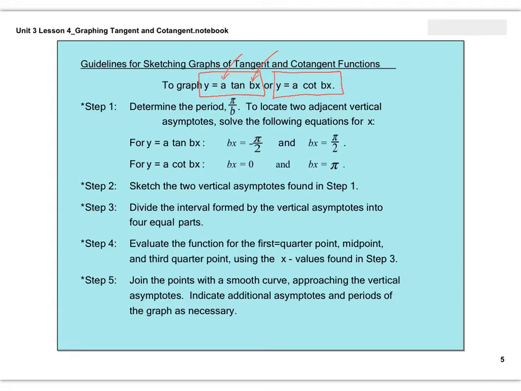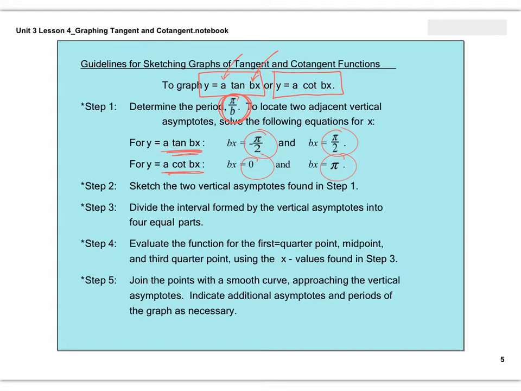So the formula for a period is going to be pi divided by whatever b is. So your first step is going to be to locate where those vertical asymptotes are. Remember, for tangent, they're usually at negative pi over 2 and pi over 2. And for cotangent, they're generally at 0 and pi, those first vertical asymptotes. So b is going to affect that, and we're going to have to figure out where our new asymptotes go.